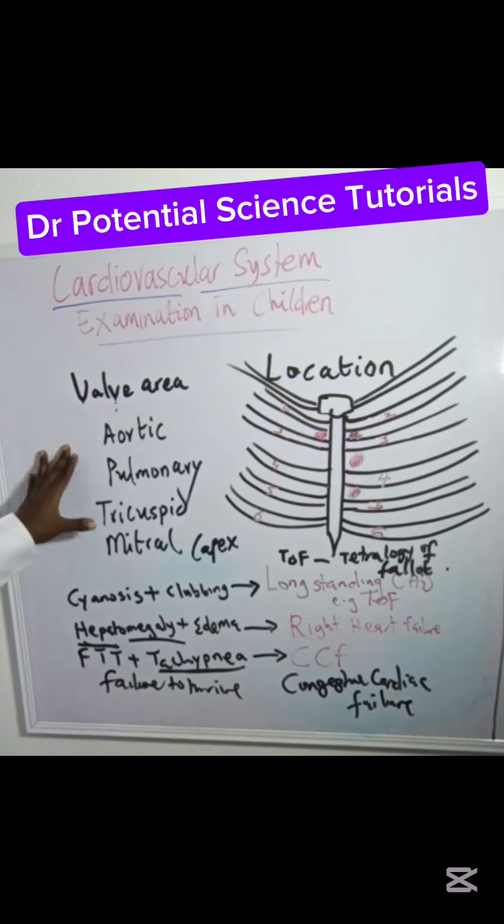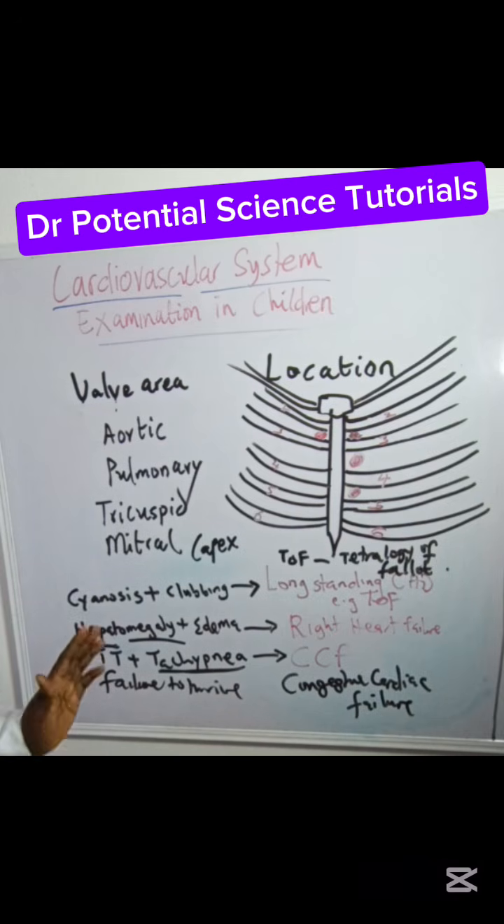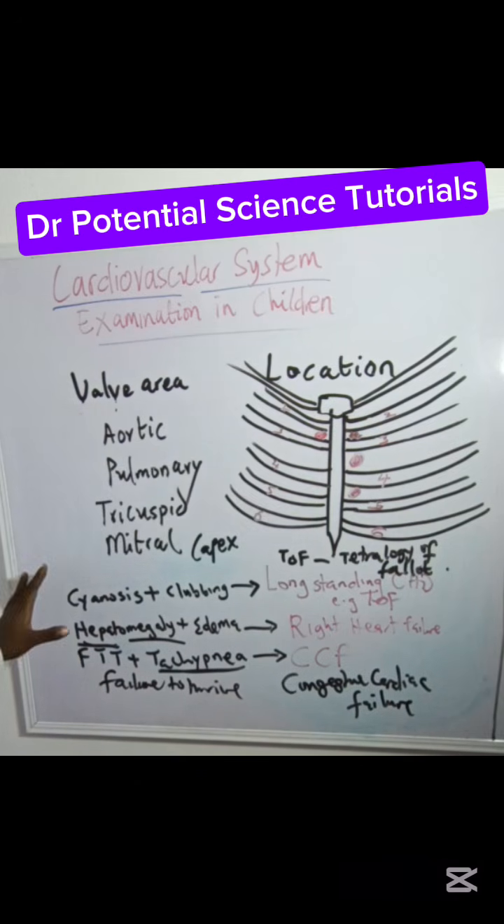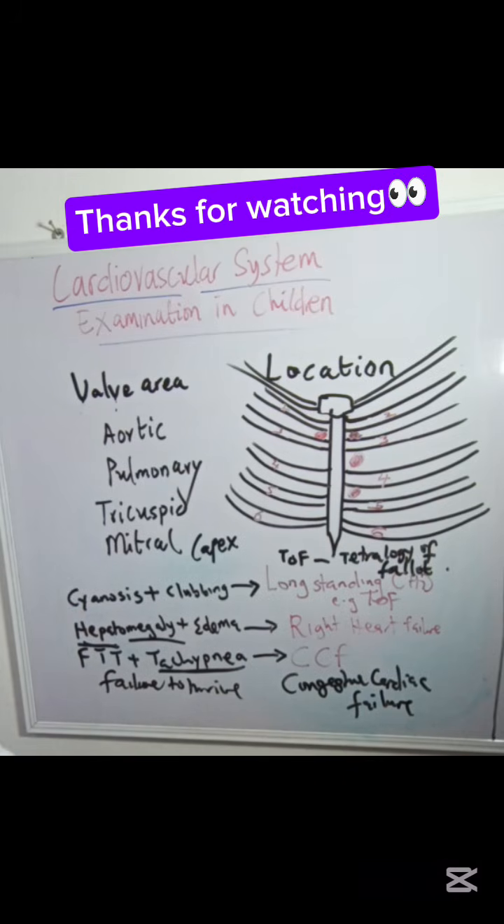So this brings us to the end of the cardiovascular examination in children. If you have more questions, we can tackle that in class, but please read the 4 valves, note the location on the chest wall. Then these are the specific signs I want you to be aware of. Thank you.